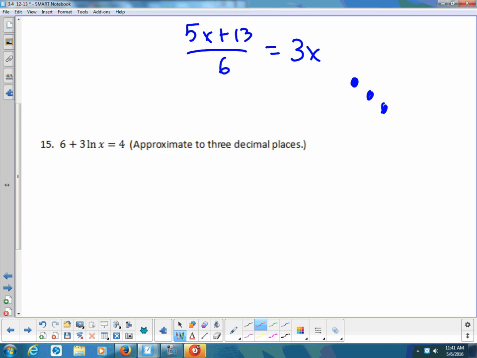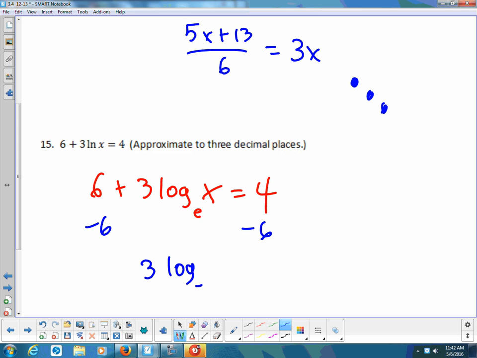Could you put the ln to log base? You can. So we have 6 plus 3 log to the base e of x equals 4, then what? Subtract 6. All right, subtracting 6 from both sides, I get 3 log to the base e of x equaling -2.